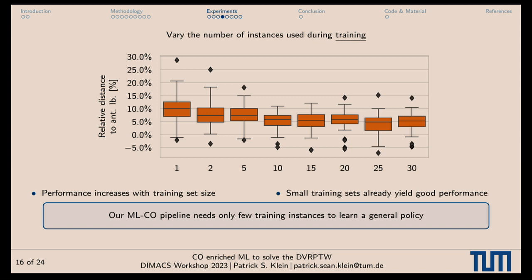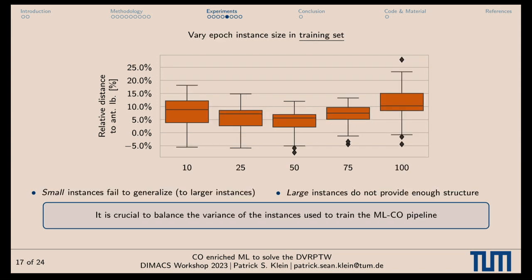However, we do also see that this effect wears off rather quickly. So at around 10 to 15 instances, adding additional instances doesn't really improve the pipeline anymore, which indicates that a small training set already suffices to train the predictor to predict prices that generalize well to unseen request distributions.